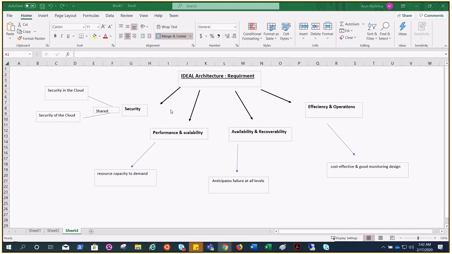But if we are going for the ideal architecture, considering all these four pillars, we need to understand there is a cost involved for each of these requirements. Okay, and cost is something that a solution architect must keep in consideration all the time. Okay, so every organization has different priorities that will impact the design choices.